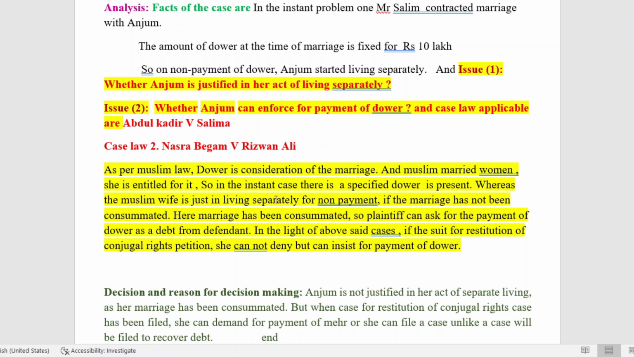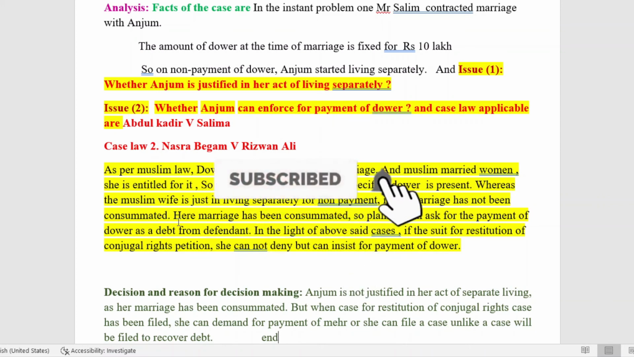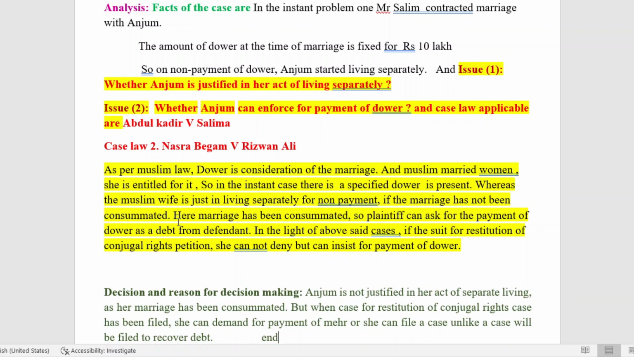As per Muslim law, dower is consideration of the marriage, and a Muslim married woman is entitled to it. Even though it is given as a token of respect, it is believed to be a consideration of the marriage. So in the instant case, we have to write this: there is a specified dower, whereas the Muslim wife is living separately for non-payment.